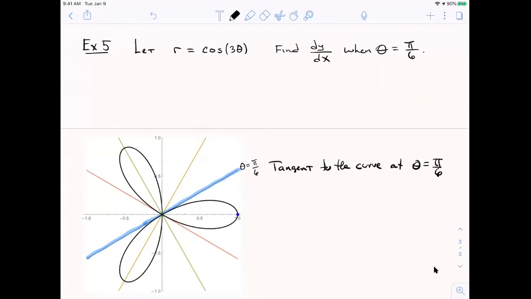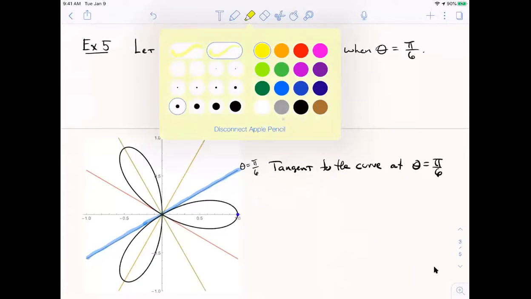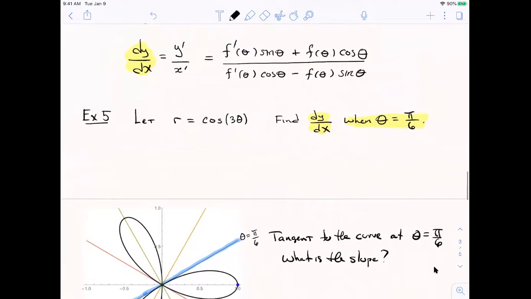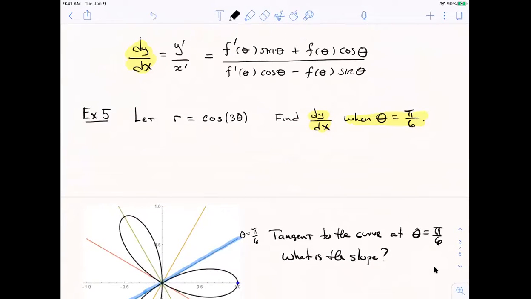So basically what I'm asking above, when I'm asking, what is dy dx when theta is pi over 6, I'm asking, what's the slope of this line? What's the slope of that line? All right, well, you maybe wrote them down. I can put them back in view. We have to use these formulas.